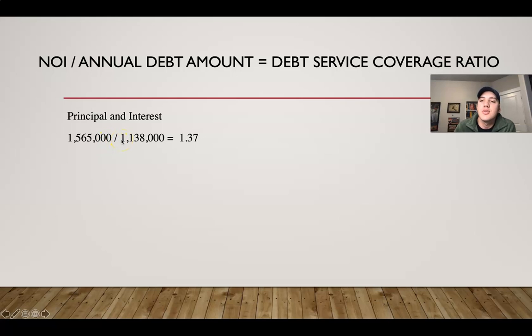Okay, principal and interest at the debt they're getting would be 1.138 million. So if you divide this NOI divided by your annual debt amount, how much you're paying to the lender, equals 1.37. But in this deal, they've got 5 years of interest only.